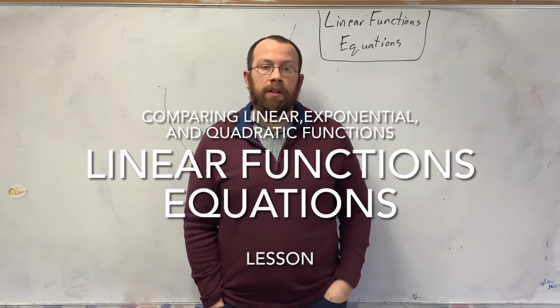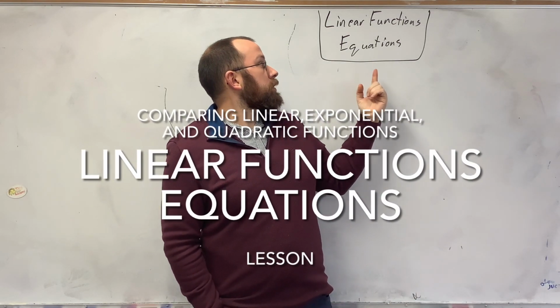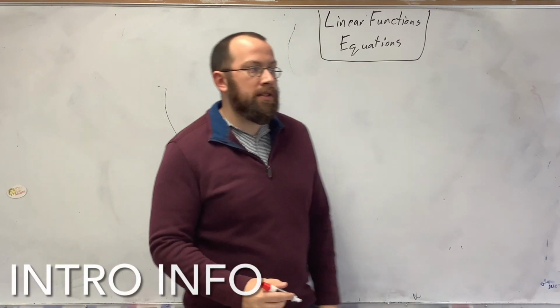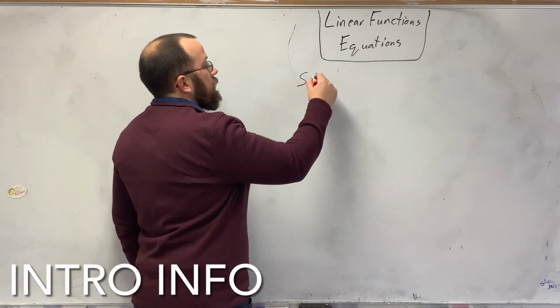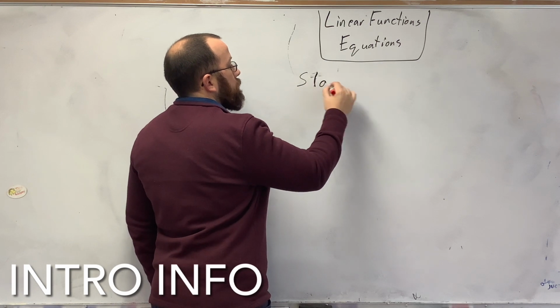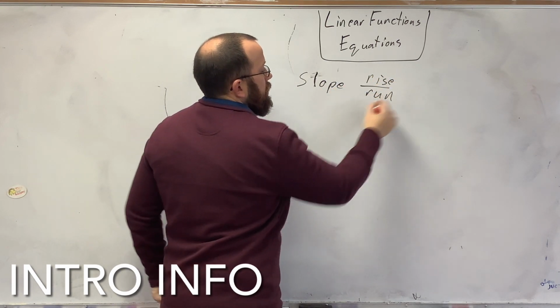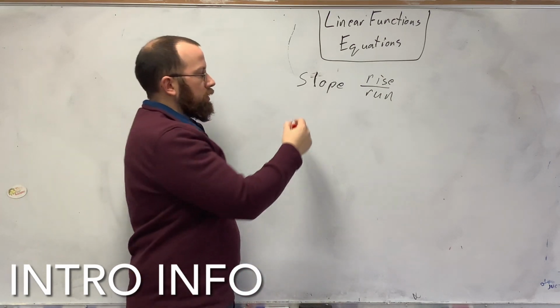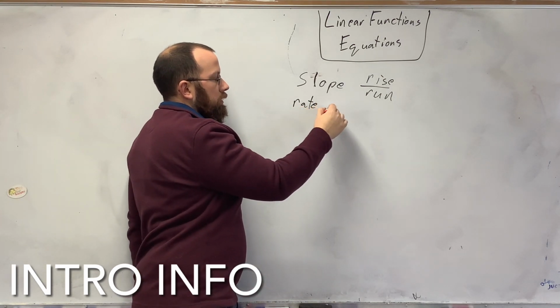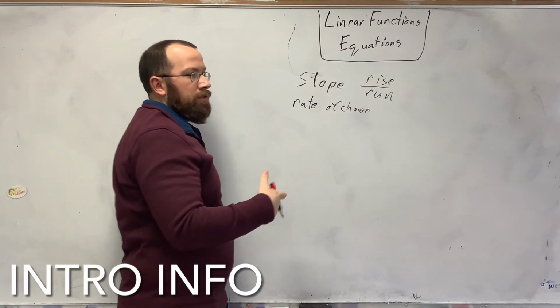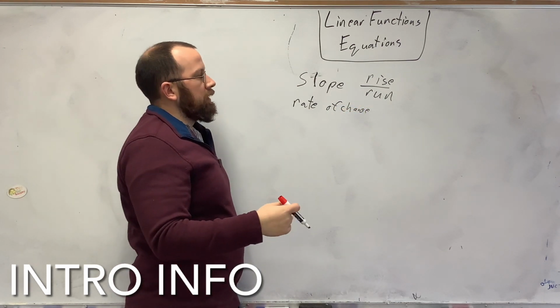Hello, today we're going to talk about linear functions equations. The first thing we're going to talk about is the slope formula. So slope is rise over run. It's also called the rate of change. Alright, so it's just how quickly something changes from one point to the next.